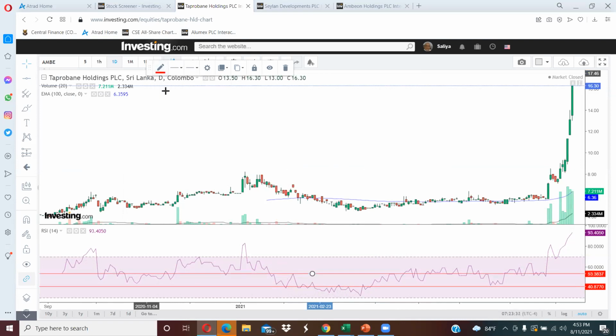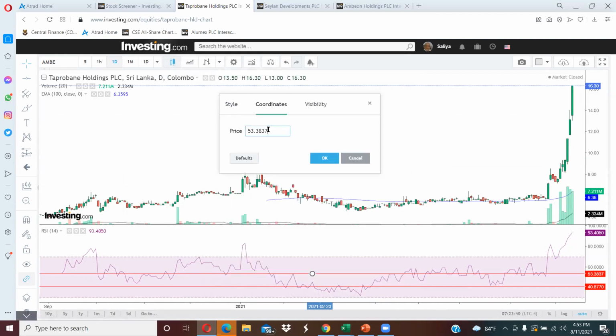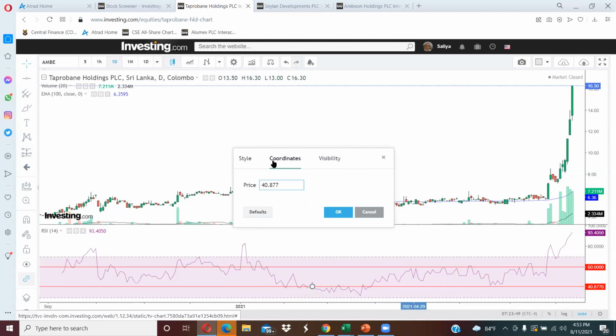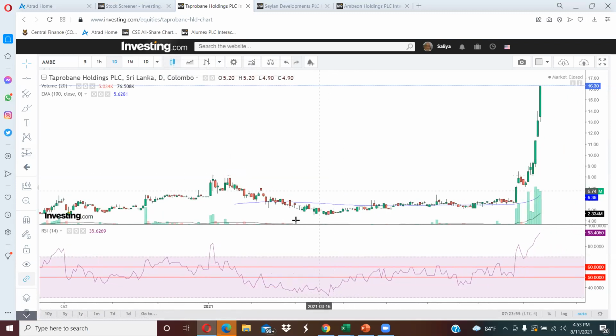And the top one, I'm going to change the time period by using the coordinates to 60. The middle one, I'm going to change it to actually the middle point, 50. As I mentioned, we are still in the daily chart.